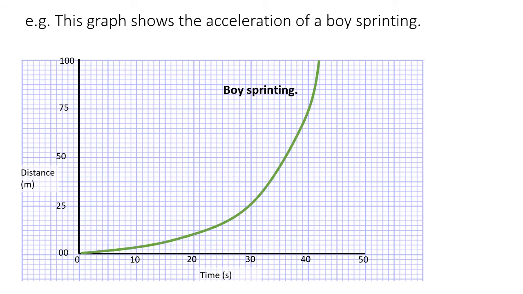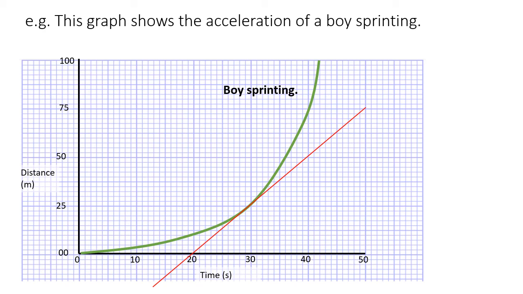This graph shows the acceleration of a boy sprinting. If we want to work out the boy's speed 30 seconds into his run, we must draw a tangent to the line. This tangent will touch the line at the 30-second point. It should have an equal gradient or steepness to the graph line at this 30-second point.